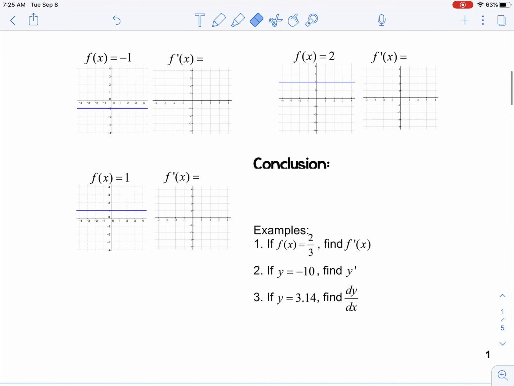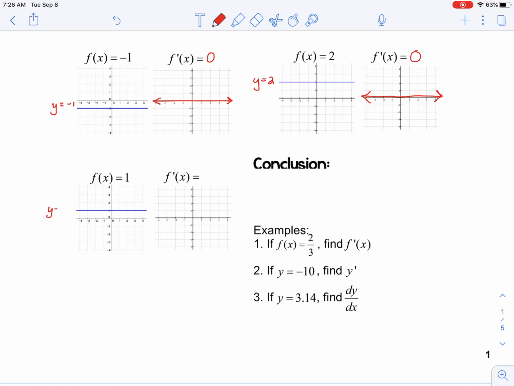So let's first look here at the line y equals -1. The function f of x equals -1. That is a horizontal line. So the derivative of that, the slope of that, is 0. The slope of a horizontal line is 0. All right, what about the function y equals 2? F of x equals 2. The slope of that is 0. So the derivative of that is 0.